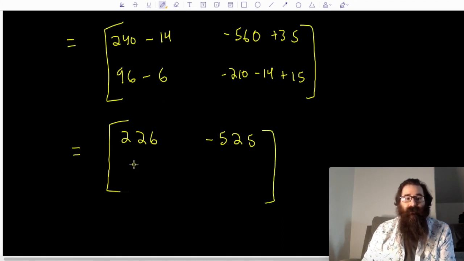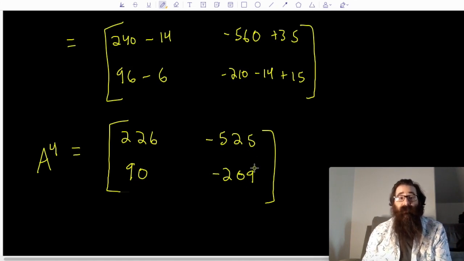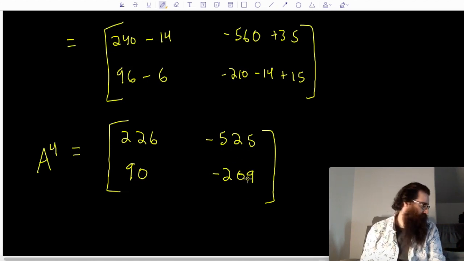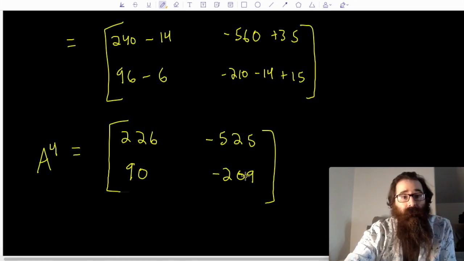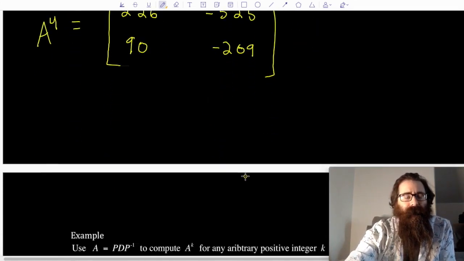96 minus 6 is going to give me 90. And then here, I like to go maybe to the end of this. Negative 14 plus 15 gives me 1. Negative 210 plus 1 gives me negative 209. And this, although it took us a bit of work, is going to be the better way to compute A to the power of 4 using the fact that we have this relationship with diagonal matrices. So that's what we're going to want to do for computing this.